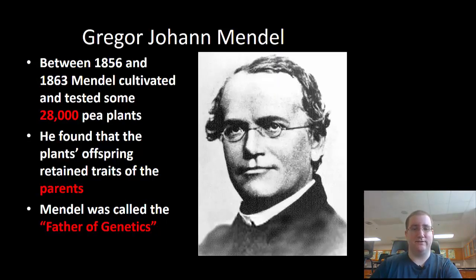So between 1856 and 1863, Mendel, you can see, cultivated and tested some 28,000 pea plants. Because once again, what else are you going to do as a monk? And he found out that the plant's offspring retained the traits of the parents, which seems like pretty common sense, that you get your traits from your parents, but really it wasn't at this moment in time. And because of these studies and because of what he discovered in terms of how traits are passed along, he has been dubbed the father of genetics.